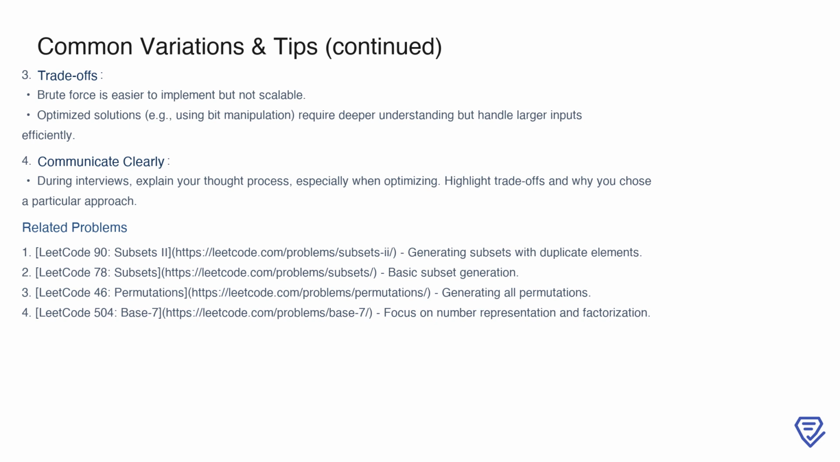For further practice, there are several related problems worth exploring. For instance, LeetCode 90, which focuses on generating subsets with duplicate elements, or LeetCode 78, which covers basic subset generation. Other useful problems include LeetCode 46 on generating permutations and LeetCode 504 on base 7, which provides good practice with number representation and prime factorization.